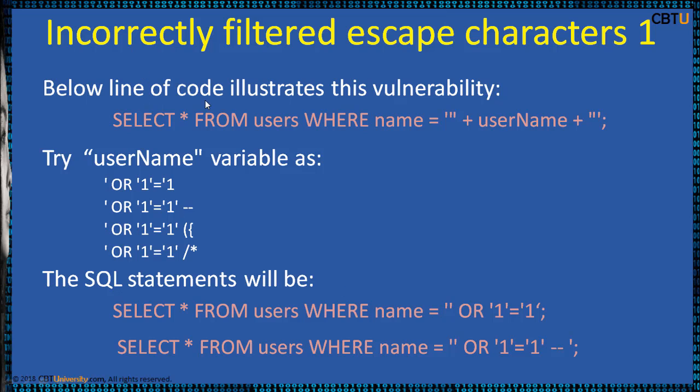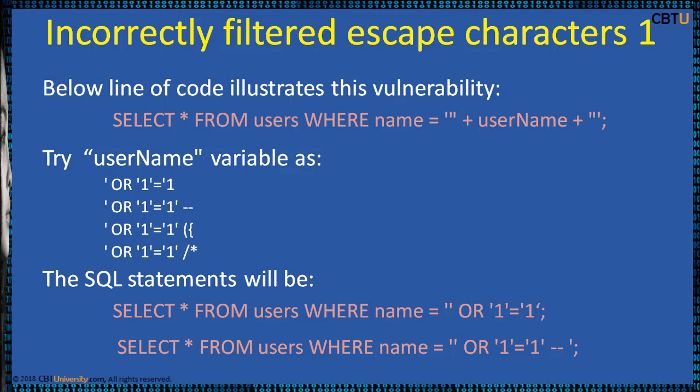This line of code illustrates this vulnerability: select star from users where name equals username variable. This SQL code is designed to retrieve the records of the specific username from its table of users. However, if the username variable is crafted in a specific way by a malicious user, the SQL statement may do more than the code author intended.